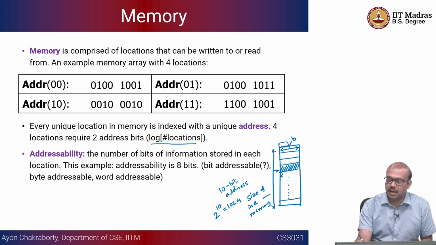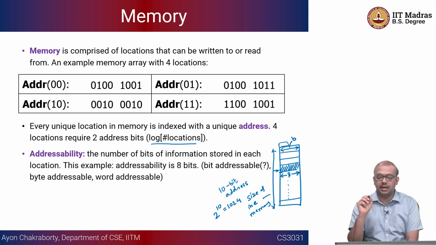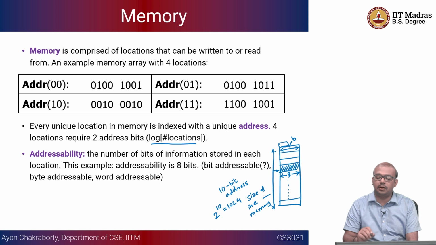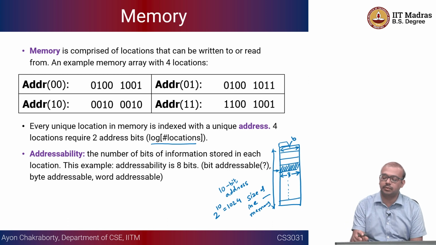So the addressability has to be, say, there are 8 bits. So you can directly address 8 bits together. You cannot address 4 bits here. You cannot address 1 bit here. So there's a trade-off: how much you want to address at a time. Suppose if you want to address individual bits, then of course the address size is going to become much more. Sometimes it is not practical.